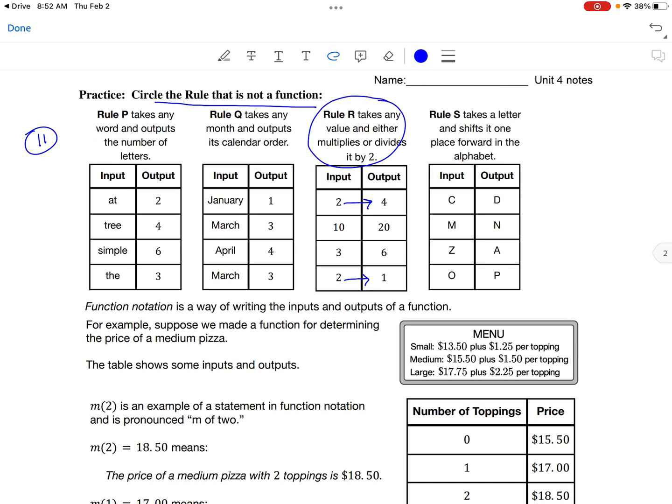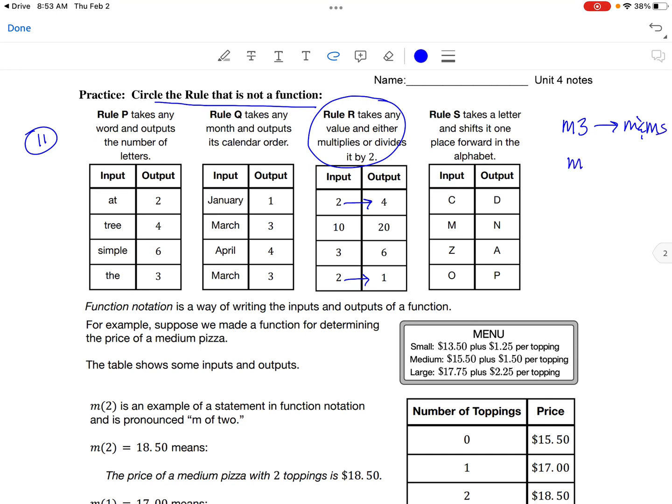The example we did in class is a vending machine. Let's say the code for M&Ms is M3. You have to punch in M3 and that will give you the M&Ms. If you punch in M3 and get M&Ms, you're happy.